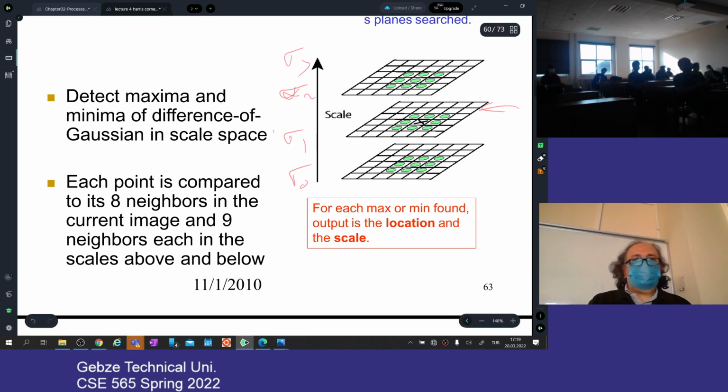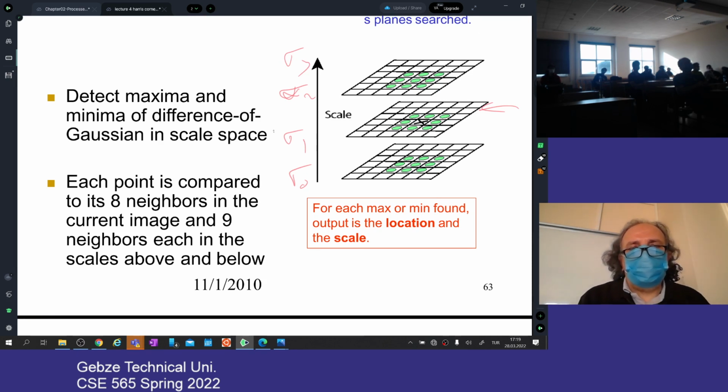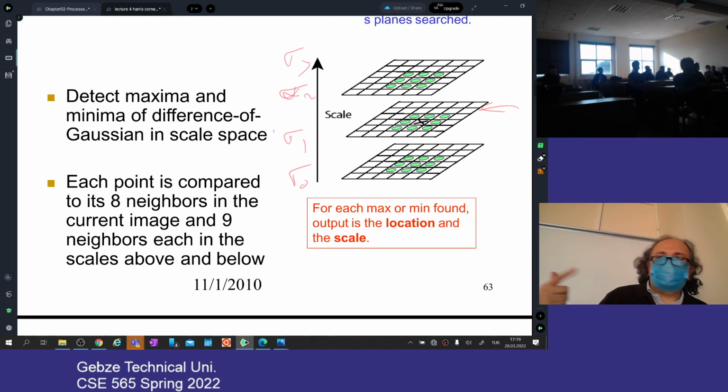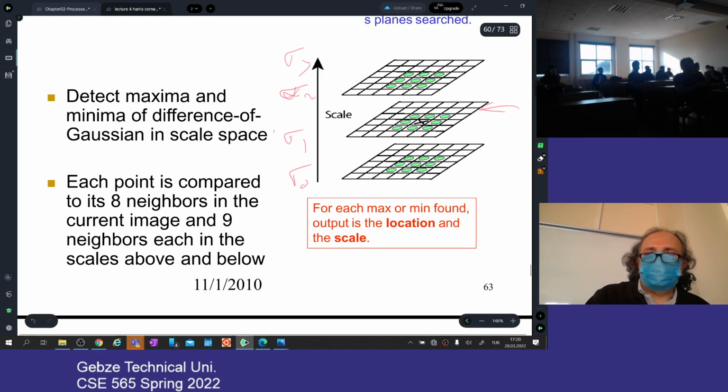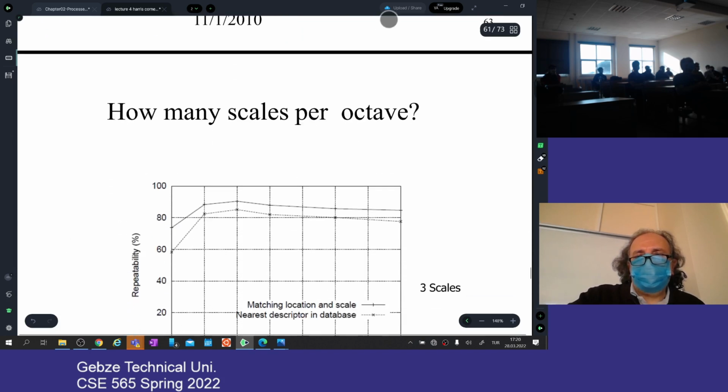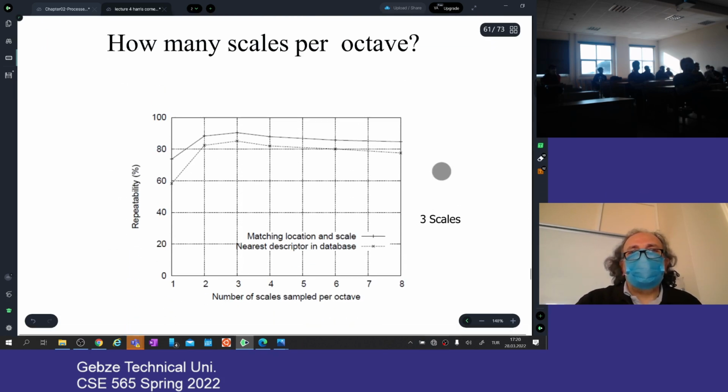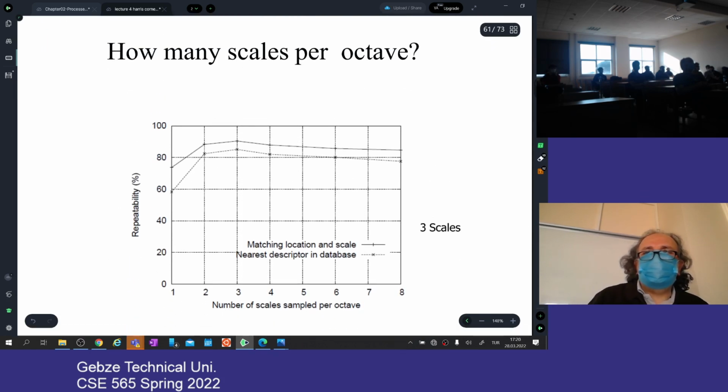Detect maxima and minima of the difference of Gaussian scale space. And this is how it is done. So we basically found the position where it says that it's a special one because it's a result of the edge detection, and it says that I am larger than all the points around me, both in the scale and the other scales. Okay. So how many scales per octave?